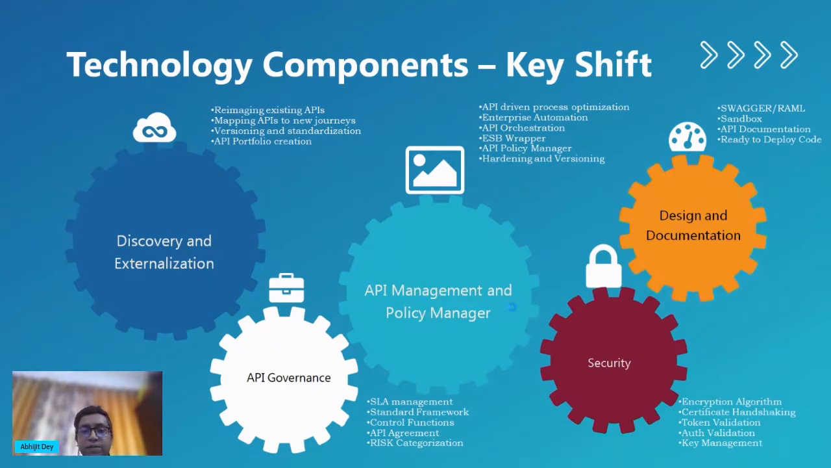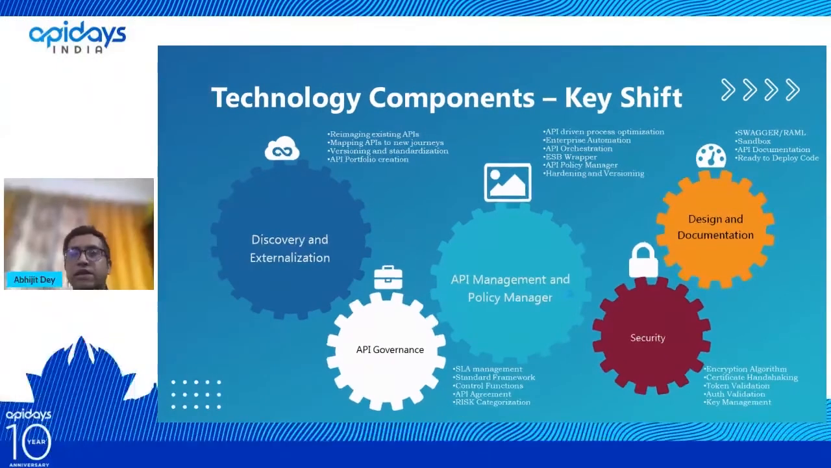Then coming to API management and policy manager, right? In API management, the actual development happens. If in the first step we have discovered and externalized it, then here on this management and policy manager, we do the automation, right? We build the orchestration. So there are multiple APIs, as we already mentioned, for authentication, or multiple offering APIs through which we can actually create the orchestration, right?